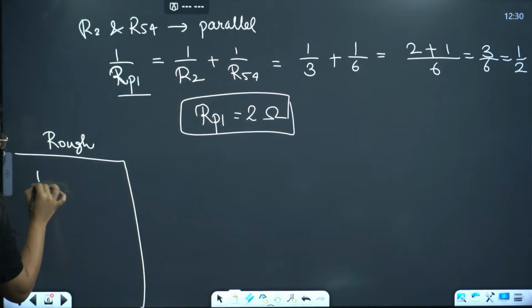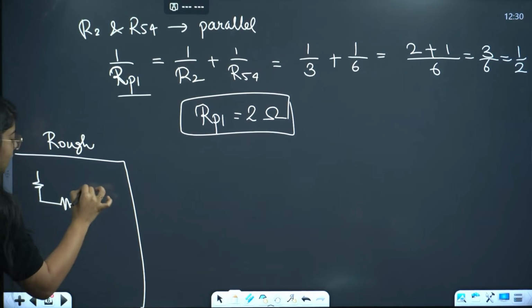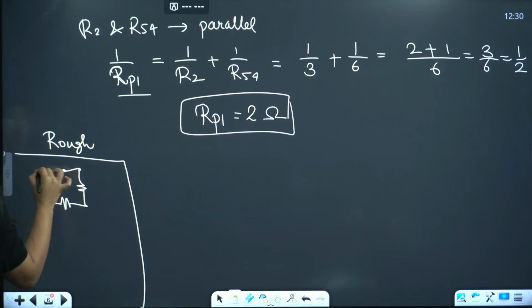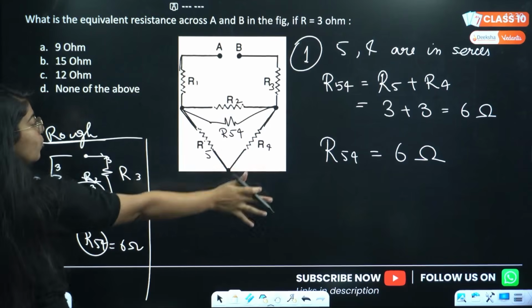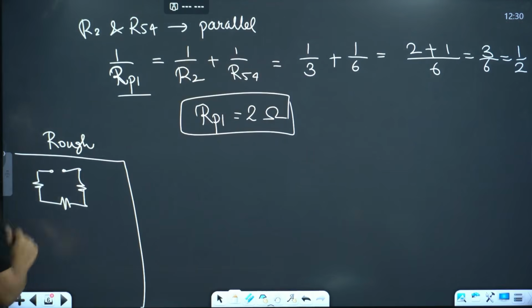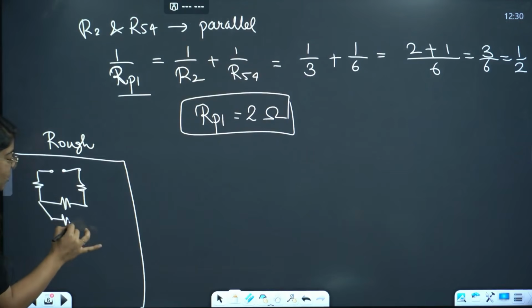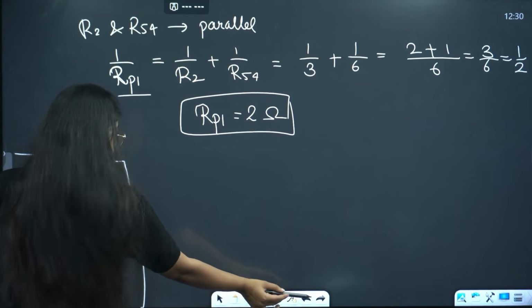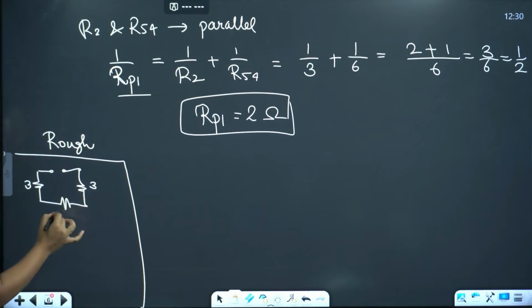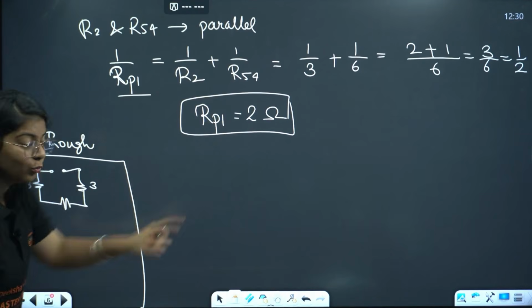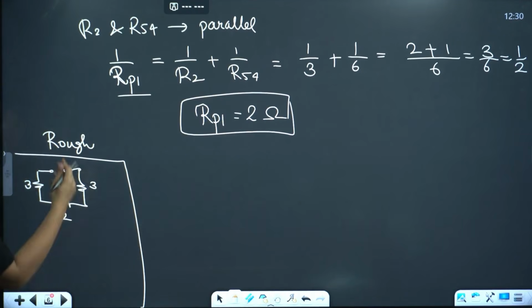What is the diagram now? This is the diagram. This whole big diagram got converted into just this, because we solved this parallel connection, right? So this diagram got very small. Now this is the diagram, this is 3, but this is 2. Okay, now these are in series.